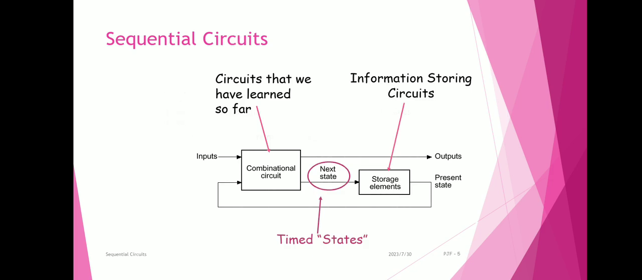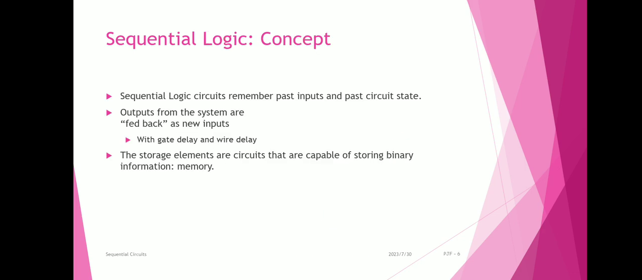The circuits you have learned so far can store information. Here you can see the inputs going to the combinational circuit. The next state is given to the storage elements, and from that the output is given, which depends on the present state. Sequential logic circuits remember past inputs and the past circuit state, and outputs from the system are fed back as new inputs with gate delay and wire delay. The storage elements are capable of storing binary information, that is, memory.